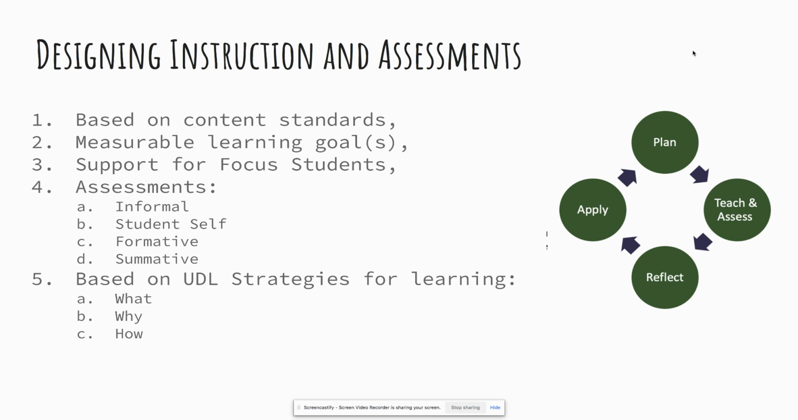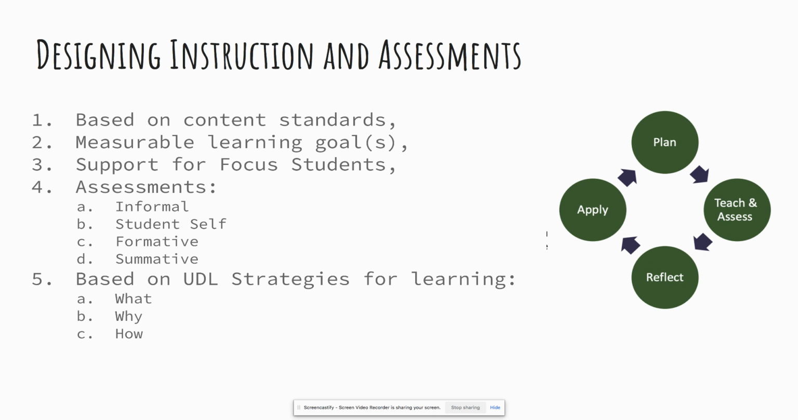So when you're working on your Cal TPA, you will have to provide evidence of both planning instruction, teaching, assessment, reflection, and applying. And it begins with thinking about our state standards, those content standards, and creating measurable learning goals. We also have to consider who our focus students are and how we can provide support for our focus students in assessment measures as well as when we are teaching.